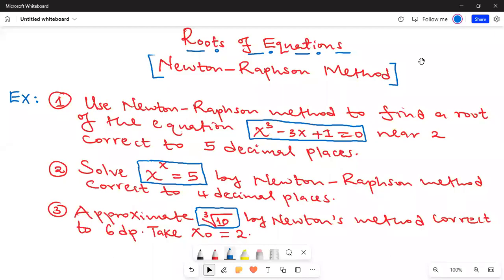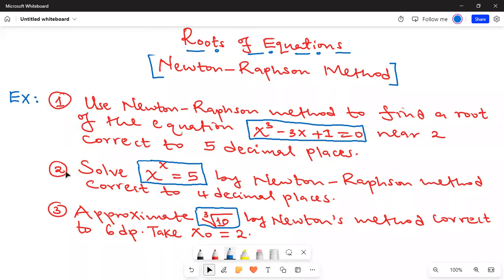Hello everyone, welcome back to this online class. Today we are going to look at how to find the roots of equations, and in particular we are going to look at the Newton-Raphson method.